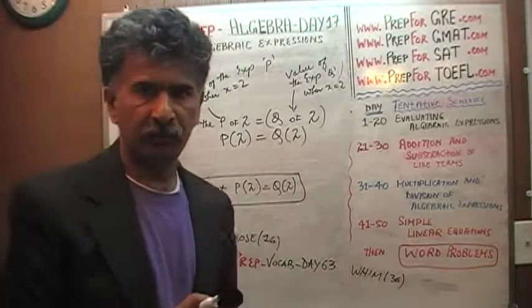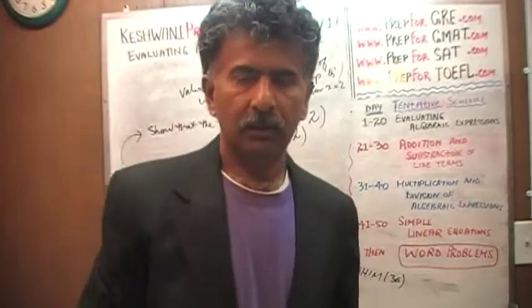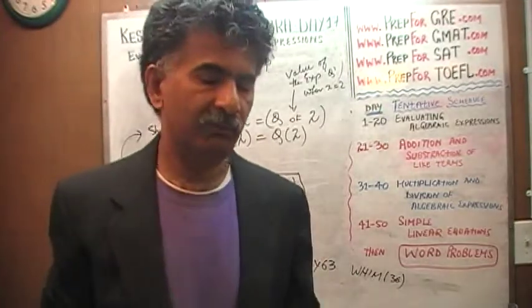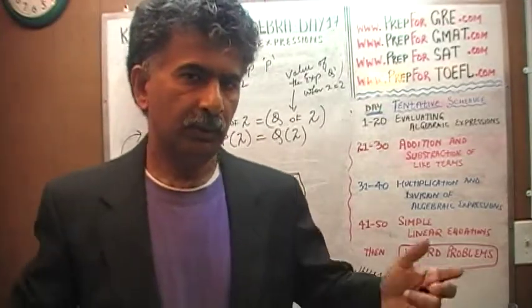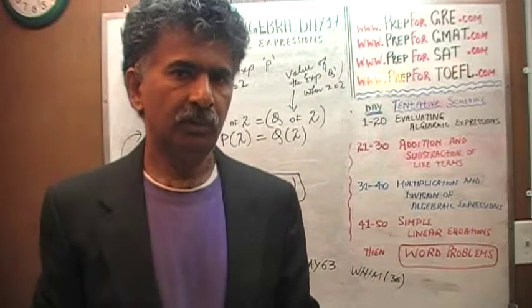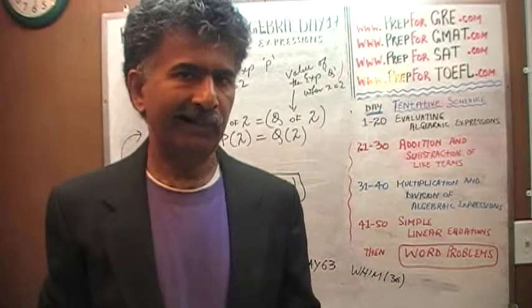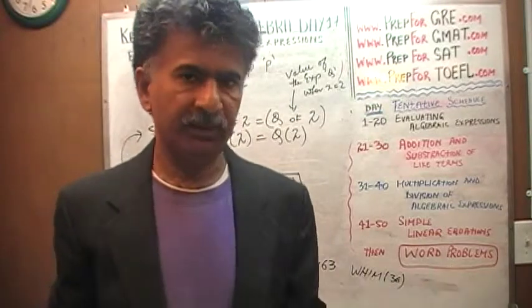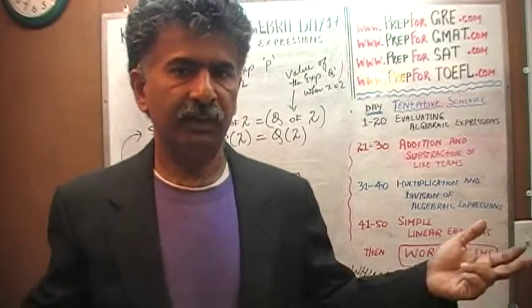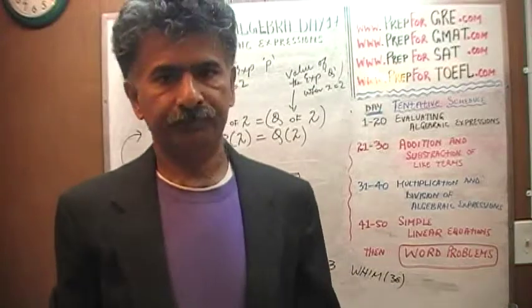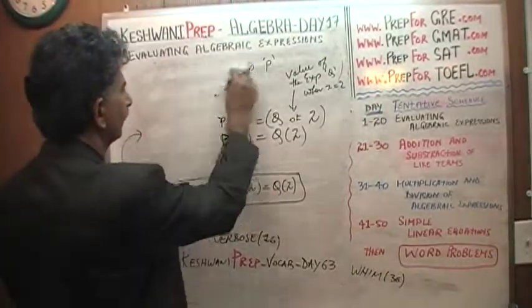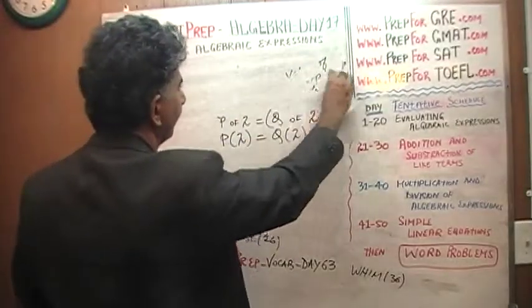When mathematicians talk about P of 2, this is what they mean. What it means in English is they tell you to find the value. If your math teacher says find P of 2, what he or she is telling you is to find the value of the expression P, the expression that is given to you, which we call expression P, when X equals 2. That's all. So we're going to do that now.